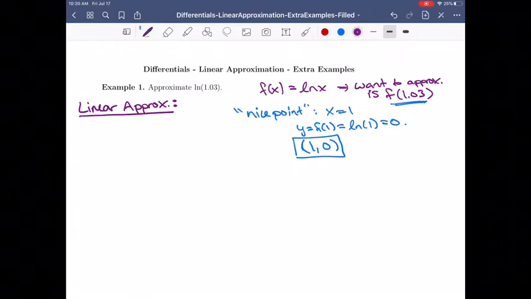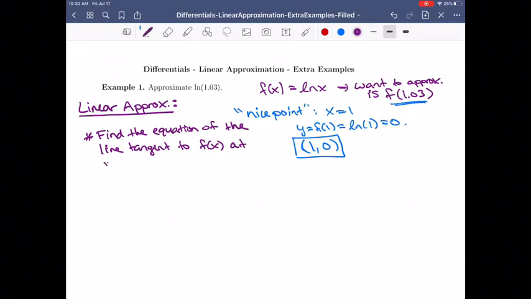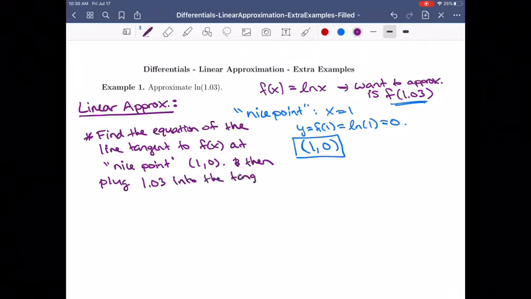Now for the linear approximation, what we want to do is find the equation of the line tangent to f of x at our nice point, which is (1, 0), so when x is 1. Then we're going to plug 1.03 into the tangent line to approximate the y value. So that's the idea of the method.